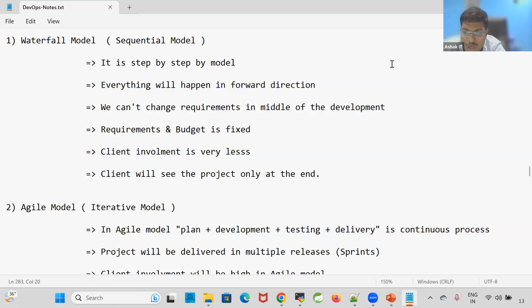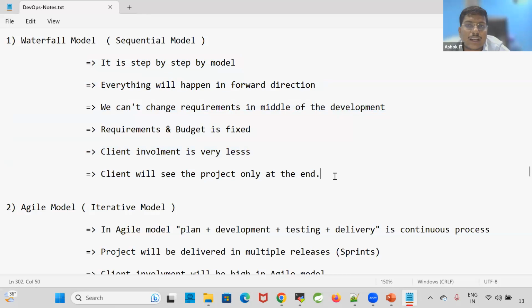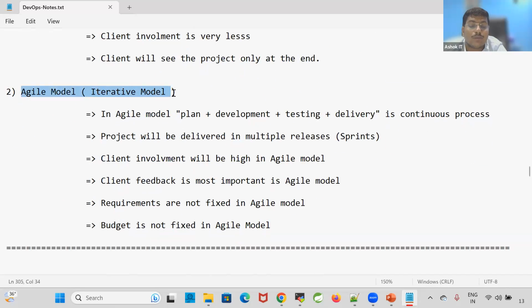This waterfall methodology is not suitable for today's world, because in today's world, requirements change every day. Every day there are new ideas, new thoughts, and new competitors. So we cannot go with fixed requirements in the application to do business in today's world. That's why companies are moving from the waterfall model to the agile model. What is this agile model? The agile model is called an iterative model.